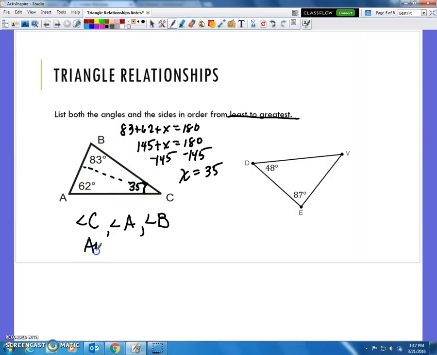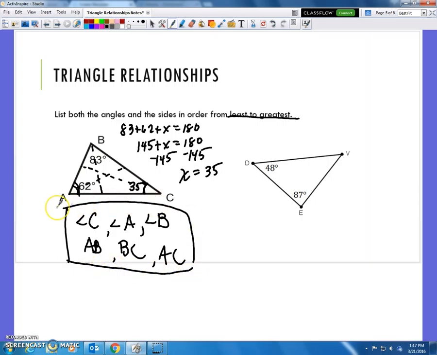Now, opposite of C is AB, so it must be the smallest side. Opposite of A is BC. Oops, I put two commas in there. And opposite of B was AC. Okay? And so once you know the angles, you can quickly find the sides. But it works the same in the opposite direction. If I had the sides, I could tell which angles were the smallest. So there's my sides and my angles in order.